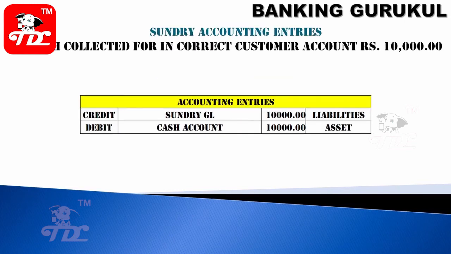For example, cash of 10,000 rupees collected was for a different customer's account. We have collected some cash from a customer who deposited it and wrote an incorrect account number. Because the system was down or we were busy, we did not post that entry. When the customer left and we verified, it was not a correct account. Then what will we do? This amount will be posted to sundry creditors. We'll debit the cash account and credit the sundry creditors GL.